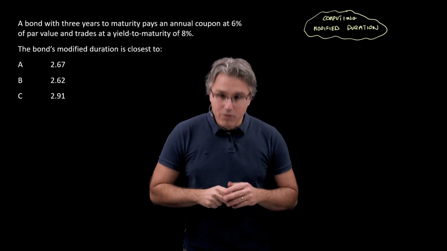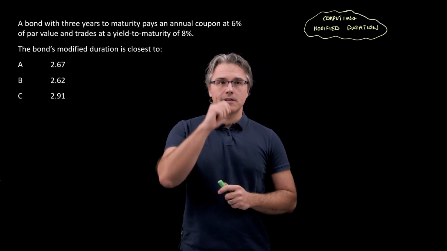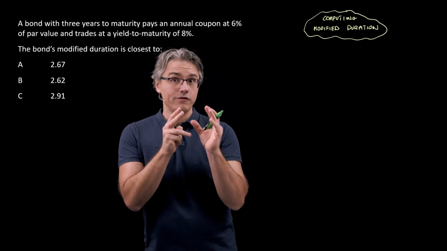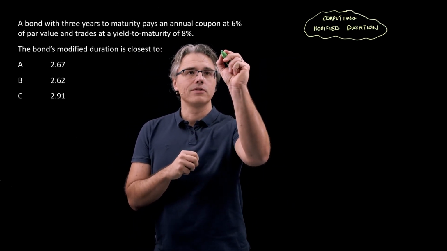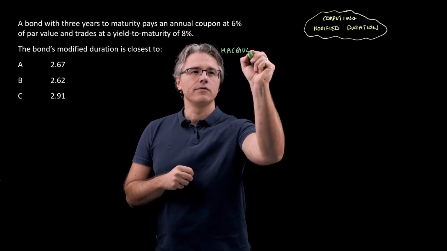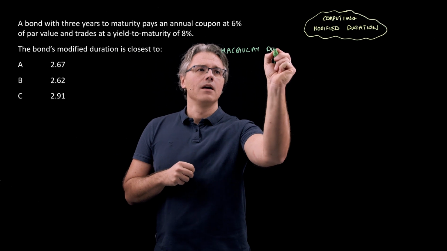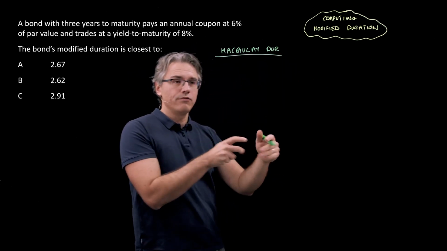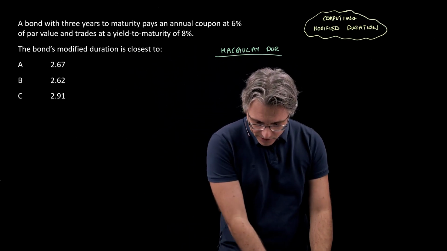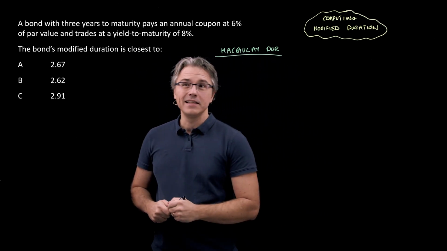Okay, so what we're going to have to do is the following. To compute modified duration, we start with something called Macaulay duration. And from this, we'll derive modified duration, but don't worry, the adjustments which we'll need to do are going to be relatively easy.